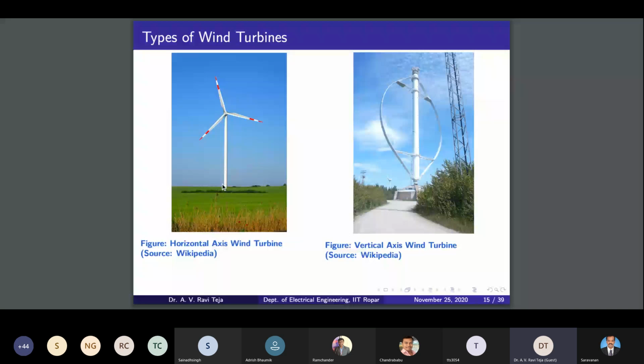And there is another type of wind turbine, which is shown in the right side figure, called a vertical axis wind turbine. Here, the axis of rotation, if we see, is vertical or perpendicular to the ground.